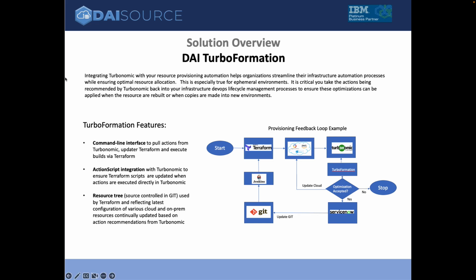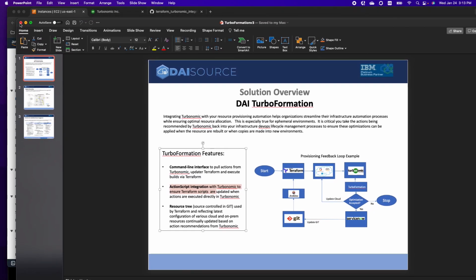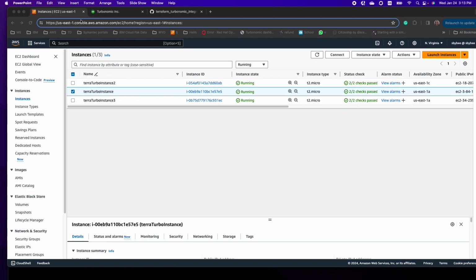Now, let's go straight to the demo. Let's move these slides out of the way. I have several instances running in AWS for this demo. These are the names of the instances. We can see they're of type T2 micro.